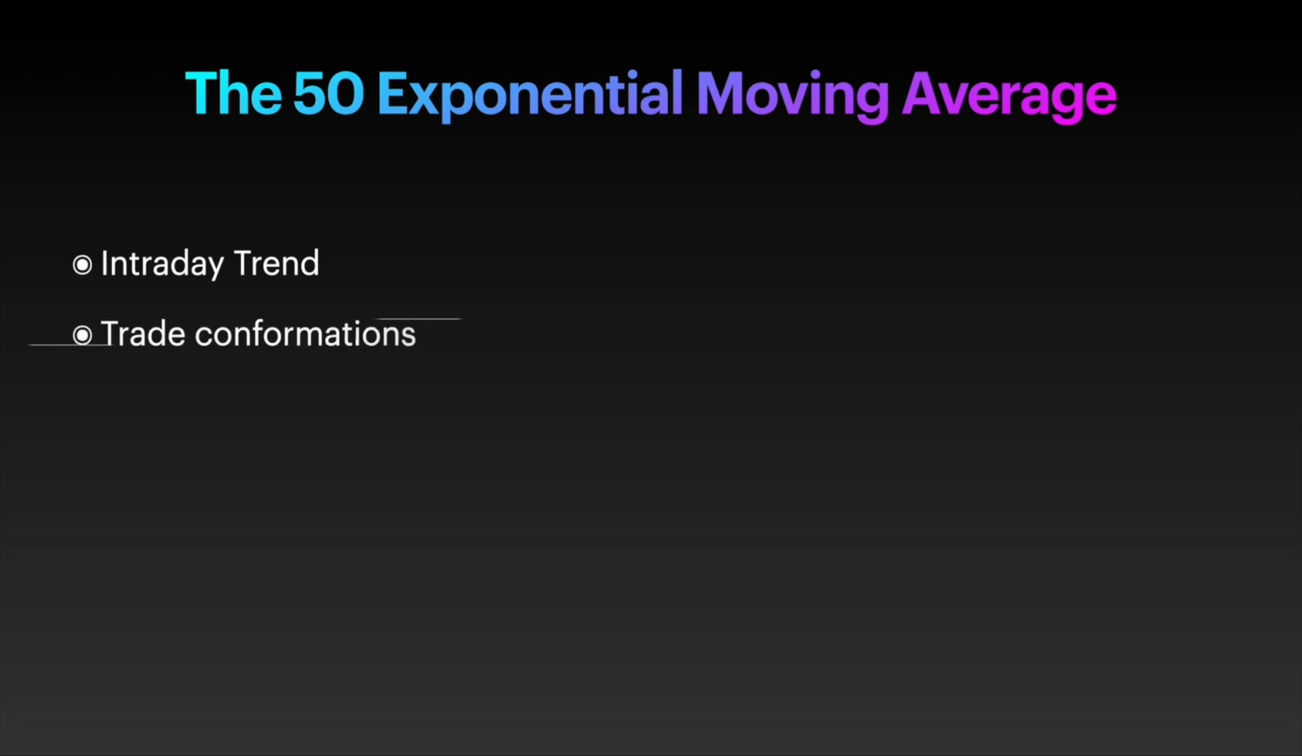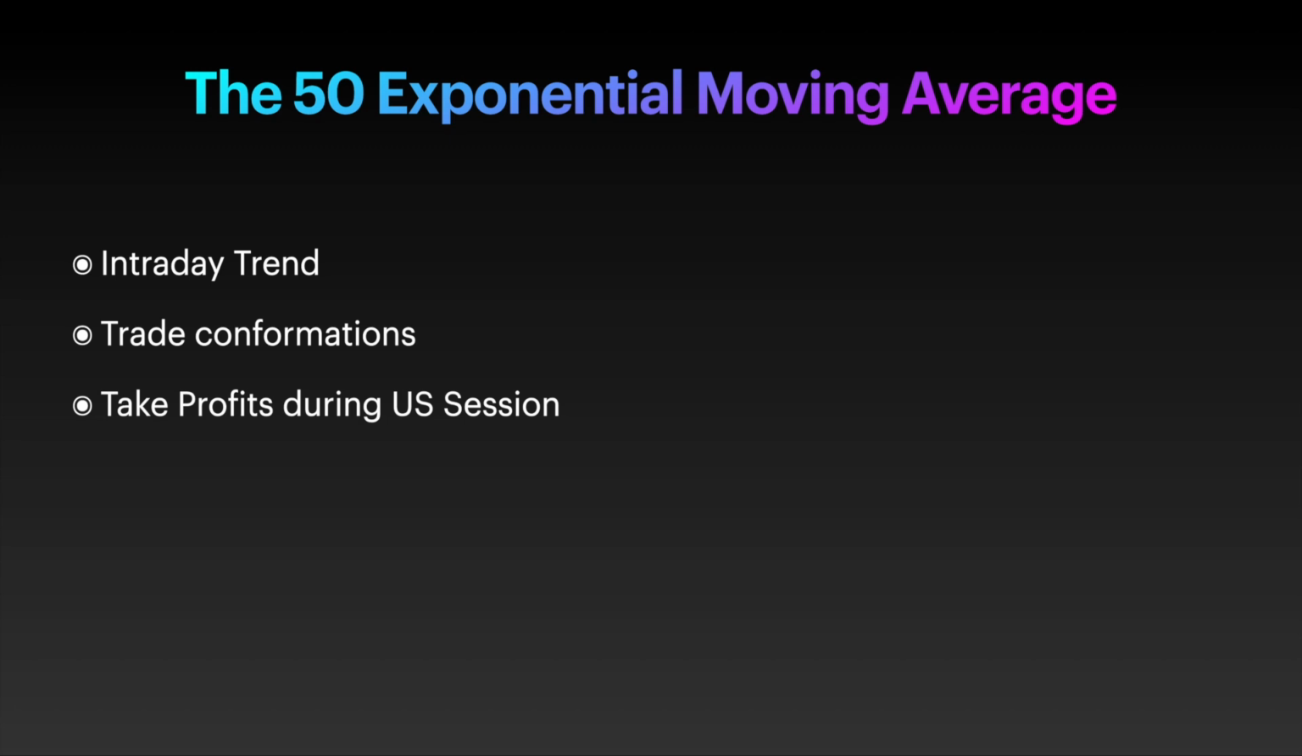I also use it for trade confirmations. So price pinning to the 50 EMA, getting rejected from the 50 EMA, things of that nature. And thirdly, I simply use it to take profits during the US session. During the US session, you might get reversals, and the reversals will literally lead you about 90% of the time to the 50 EMA.